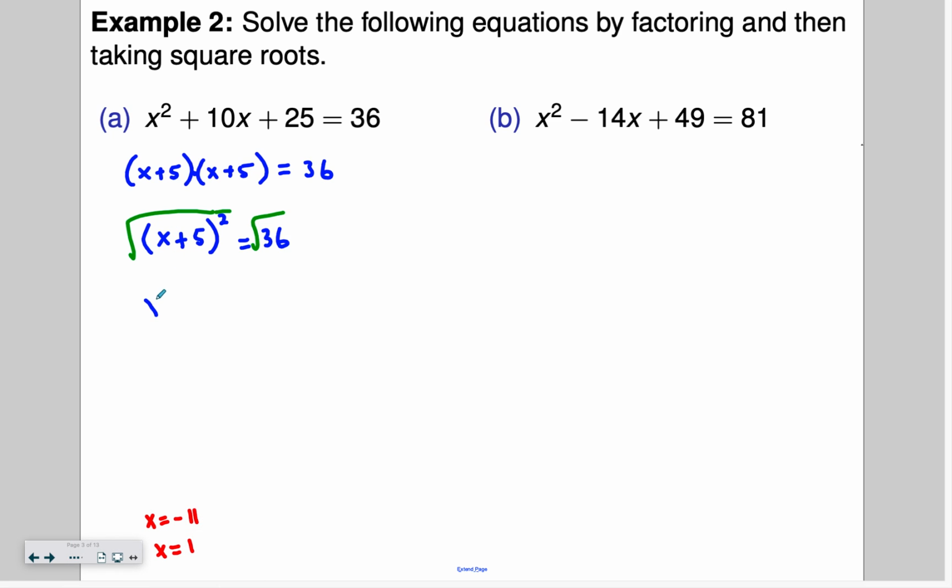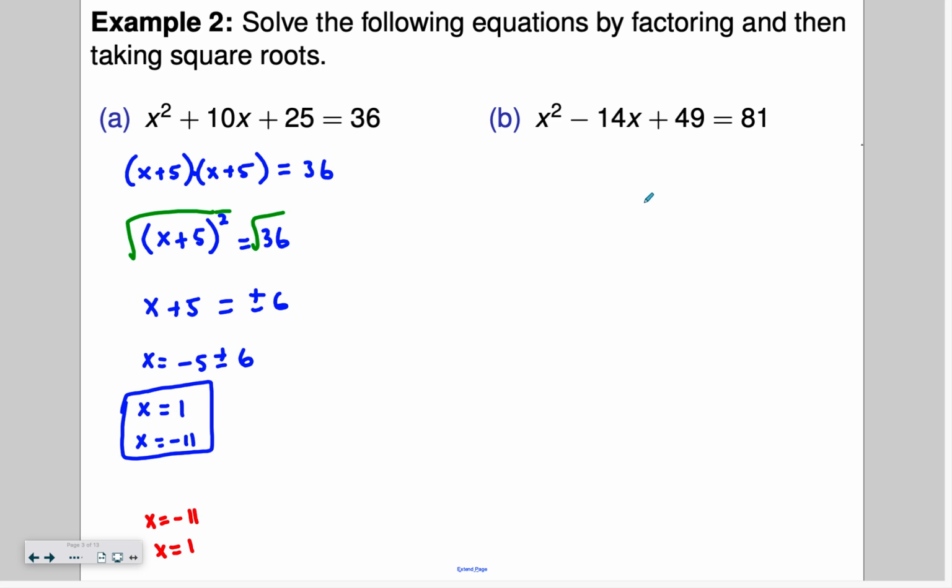Square root of x plus 5 squared is, and I'm probably not going to show that step anymore, x plus 5, and then we have plus or minus 6 is our answer there. So x equals negative 5 plus or minus 6. So negative 5 plus 6 will be one solution, and negative 5 minus 6 will be the other. So our two answers are 1, since negative 5 plus 6 is 1, and negative 5 minus 6 is negative 11. Bingo. Look at that. Amazing.